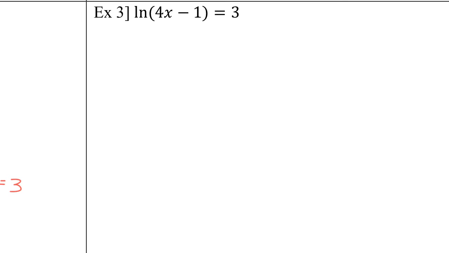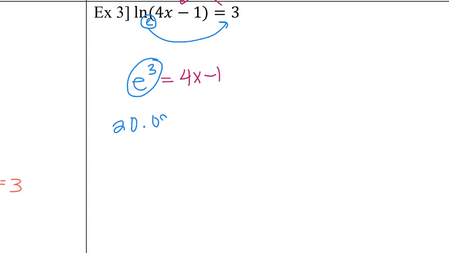So we have to remember that natural logs have that hidden base of e. So we're going to take that base of e to the third. So e to the third equals the argument, 4x minus 1. And now we're going to continue solving. I'm going to go ahead and use my calculator to get a decimal approximation for e to the third. So I have about 20.086.